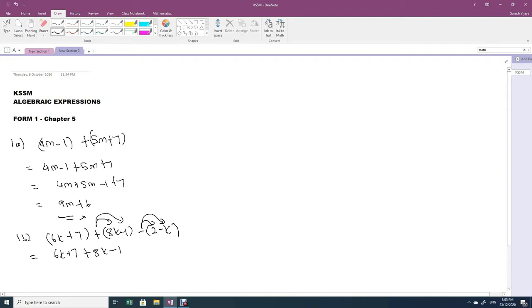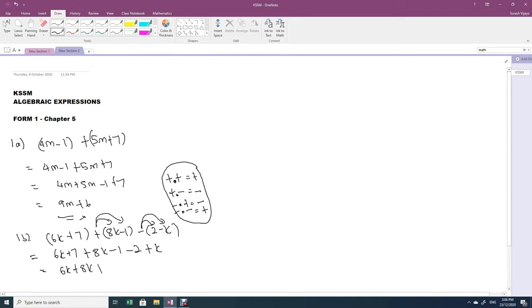So the other one will be minus times 2 will be minus 2, minus times minus k will be plus k. Remember to use the correct multiplication. Plus times plus will be plus, plus times minus will be minus, minus times plus will be minus, and minus times minus will be plus. That's why when we have minus 2 minus times minus k, we have plus k. These are some of the basic rules that you need to know to solve addition and subtraction problems.